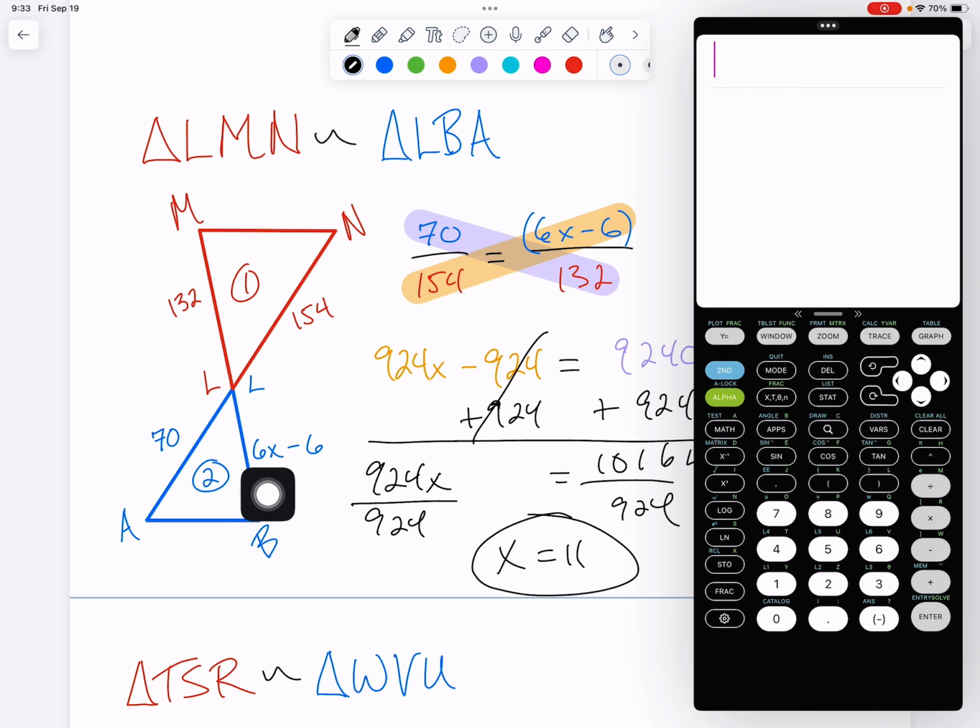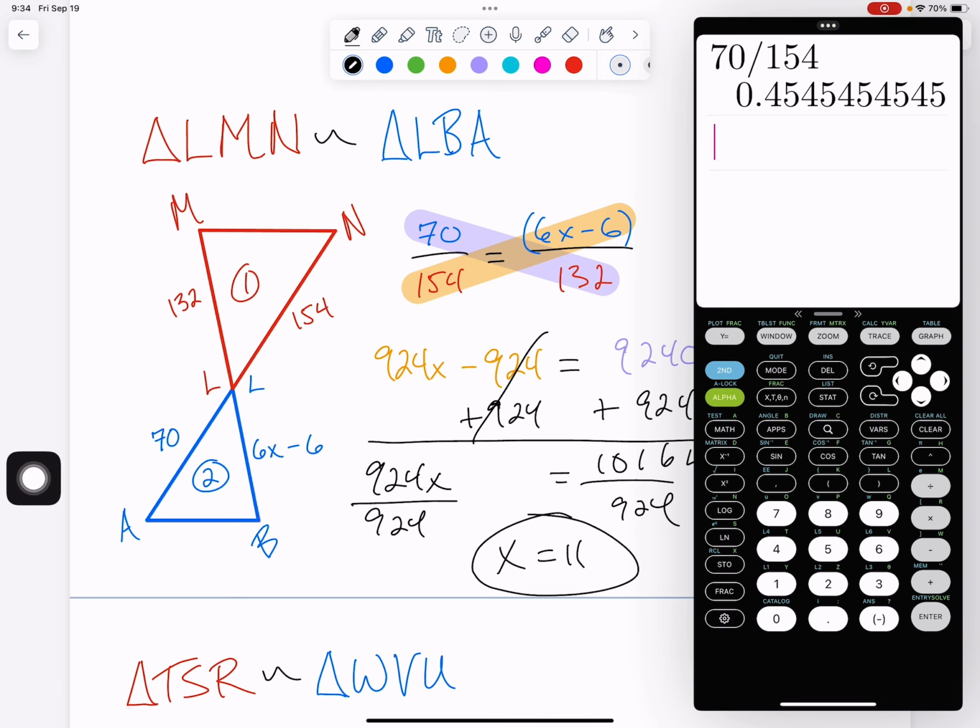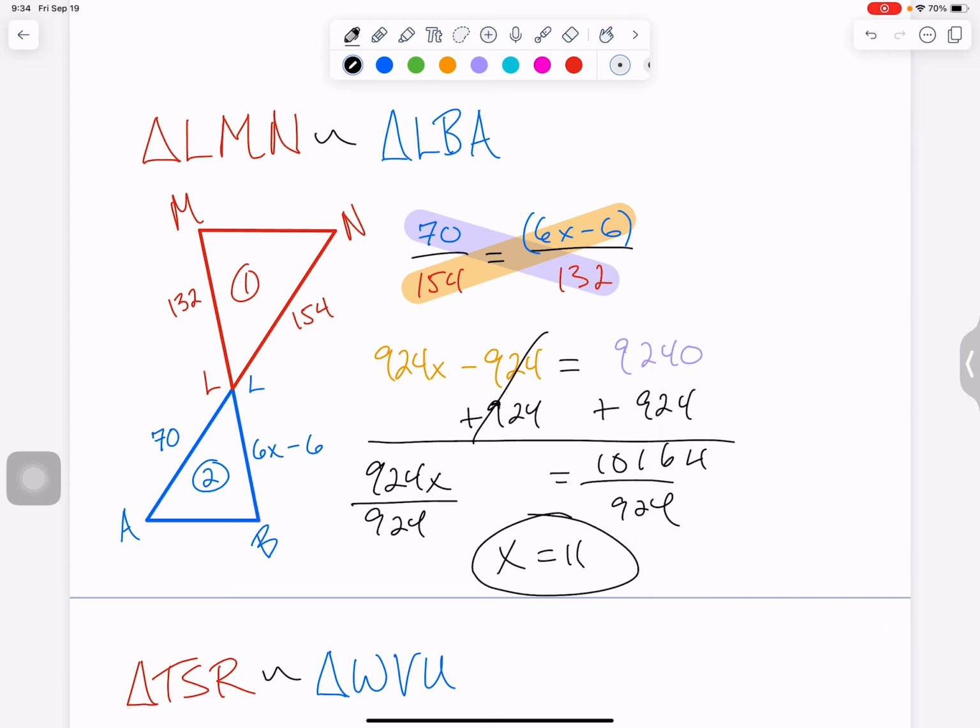All right. We need to solve for the variable in triangle 2. What piece of information is left with triangle 2? 70. You will divide that by its corresponding side. Well, L to A is 70, so L to A, first and third, L to N, divided by 154, the same way we set it up here. Beautiful. Hit enter. All right, we will multiply that by 132. So 70 divided by 154 times 132. What does that equal? 60. All right, so we know our side length is 60.